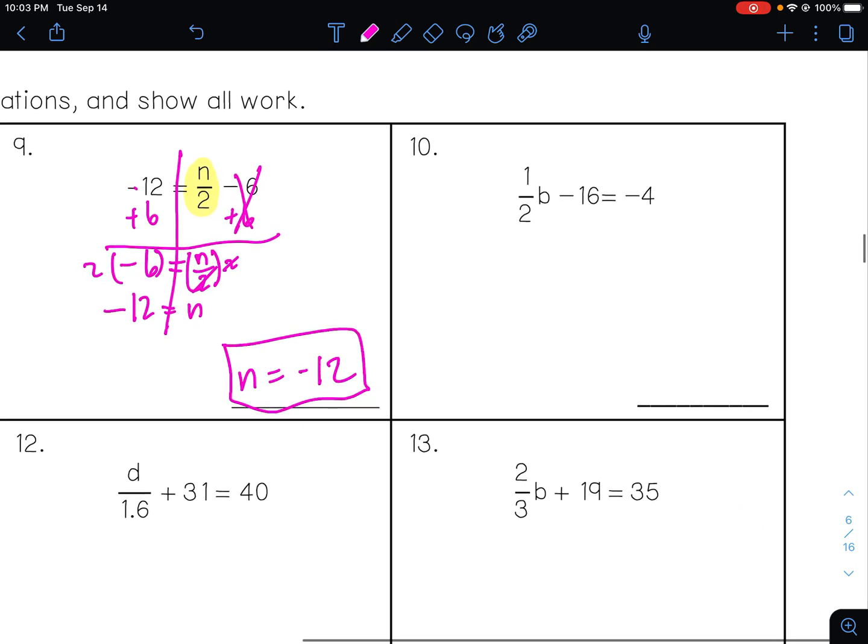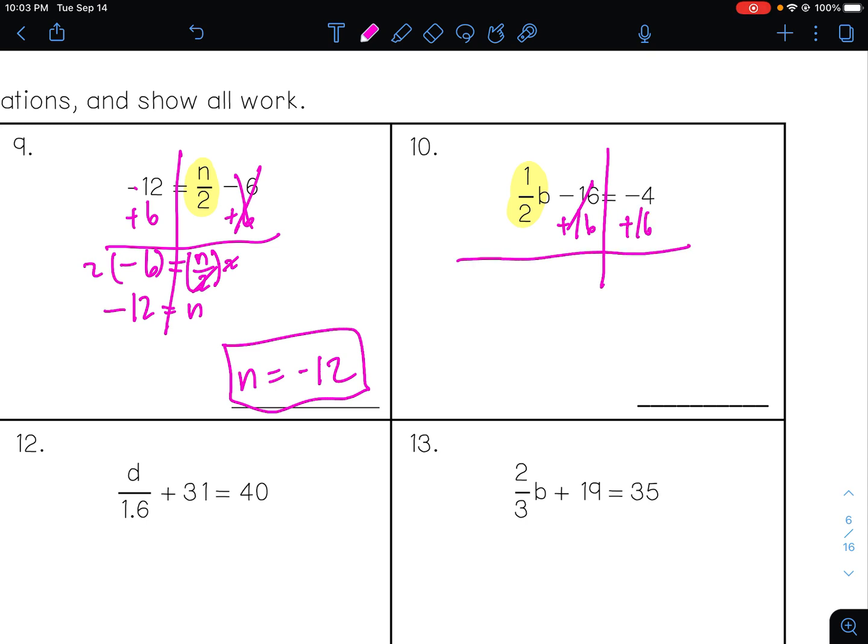Let's take a look at 10. We have 1/2 b minus 16. Again, variable and coefficient are over there. Try to get rid of everything else on this side of the equal sign. What's the opposite of subtracting 16? Adding 16. And that'll cancel that out. Now I have to add 16 to the other side.